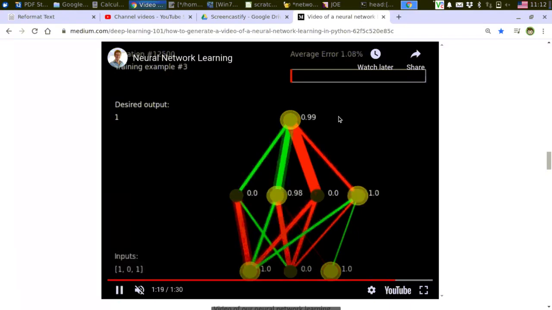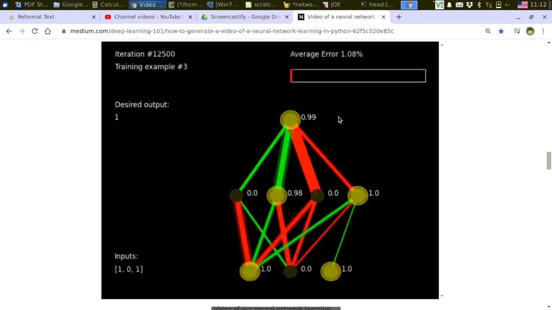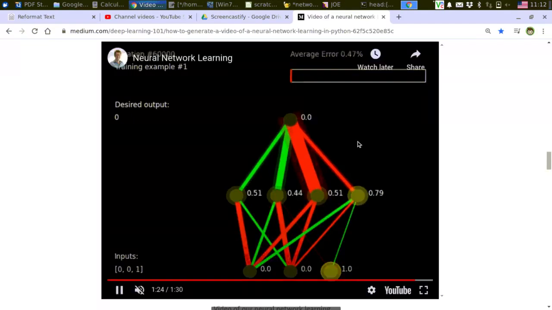It should be 1 and it's 0.99. It should be 1 and it's 0.99. It should be 1 and it's 0.99. It should be 0 and it's 0.01, which is perfect. It should be 0 and it's very close to 0. It should be 0 and it is 0.